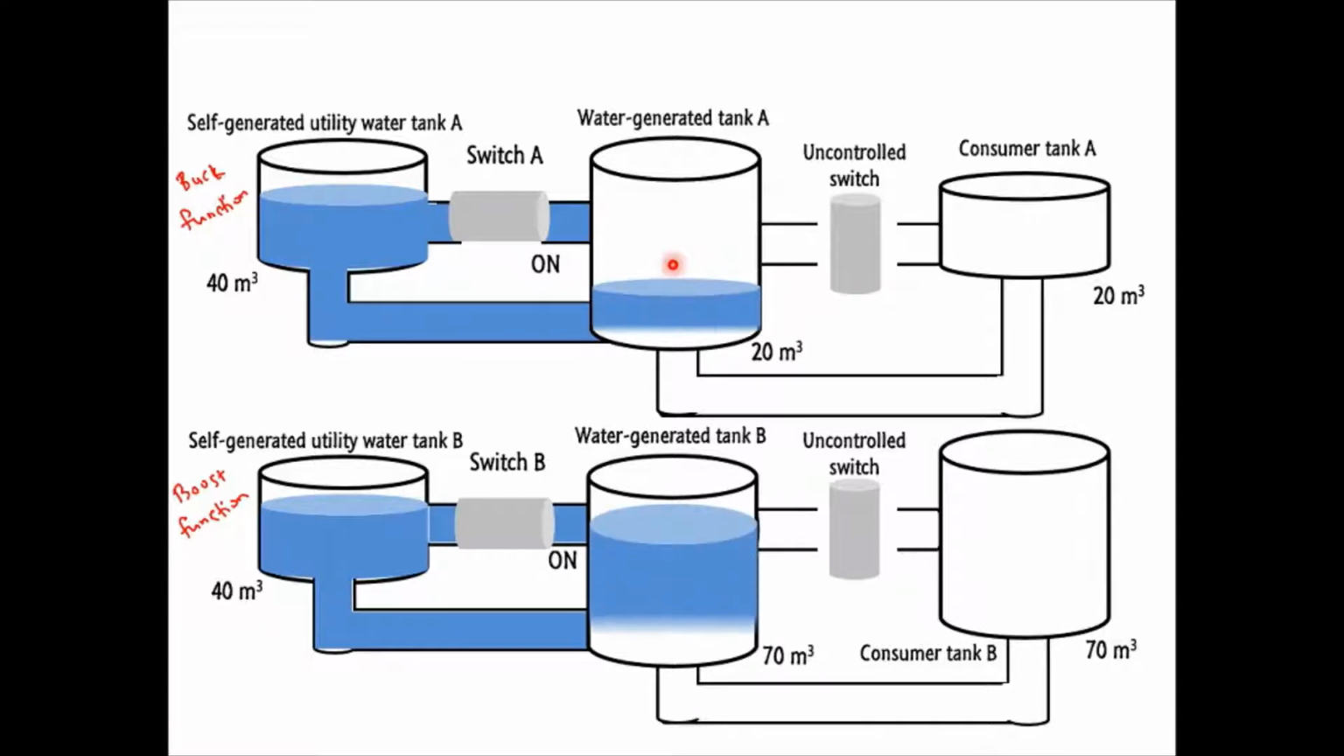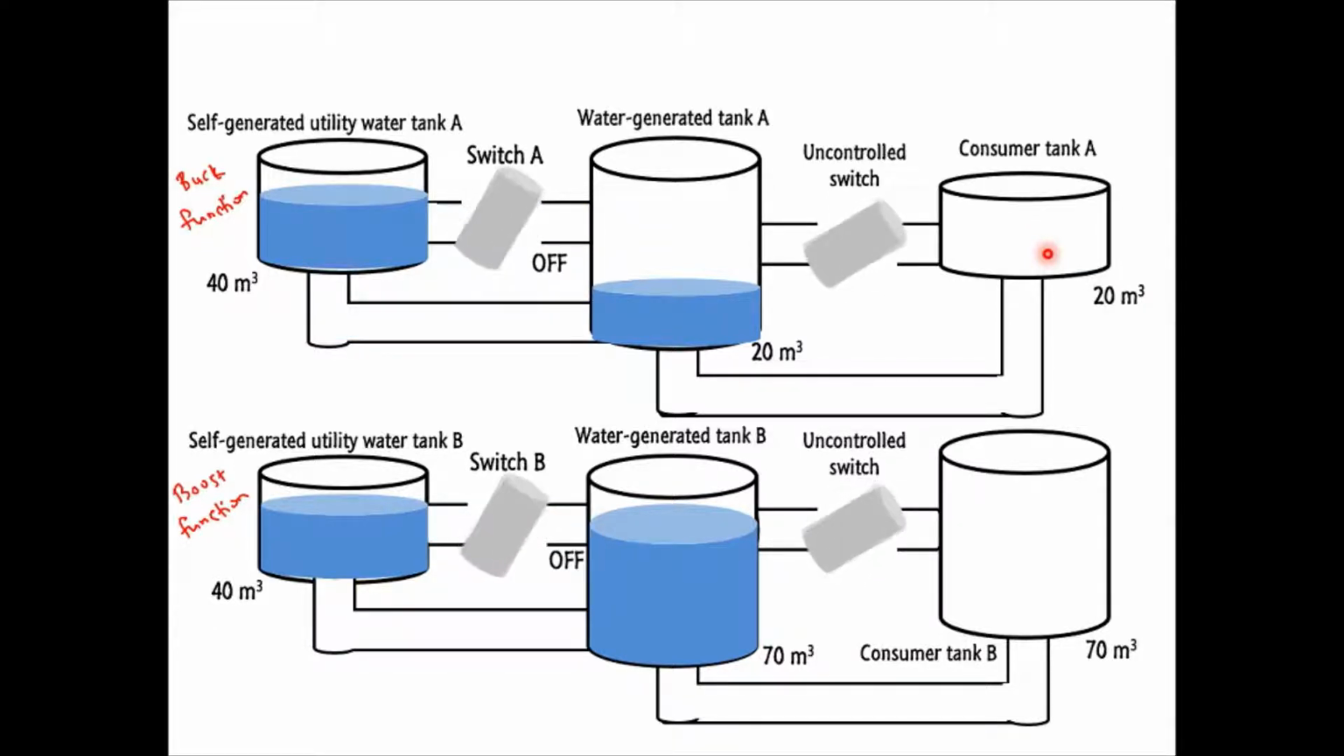However, when we look at the water volume generated by the water generated tanks, we can see these systems are using a different approach. Instead of generating an additional volume of water, these water generated tanks have a similar water volume to the consumer tanks. The reason for this condition will be answered when the switch A and B are turned off.